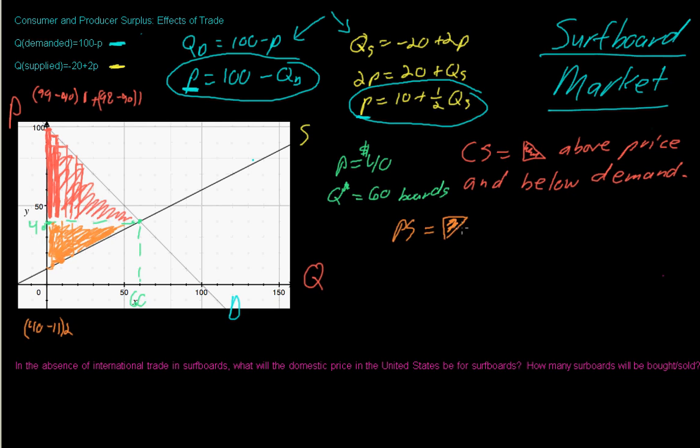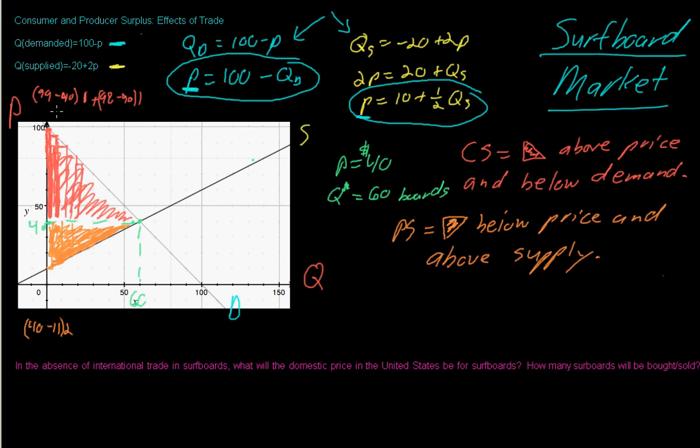It's equal to the triangle that is below price and above supply. And in real terms, that is the difference between what producers would be willing to accept for their goods, the supply line, and what they actually are given, the price of the market. And so as you can see, consumers and producers are both better off for this market existing. And so the next question is exactly how much better off are they?